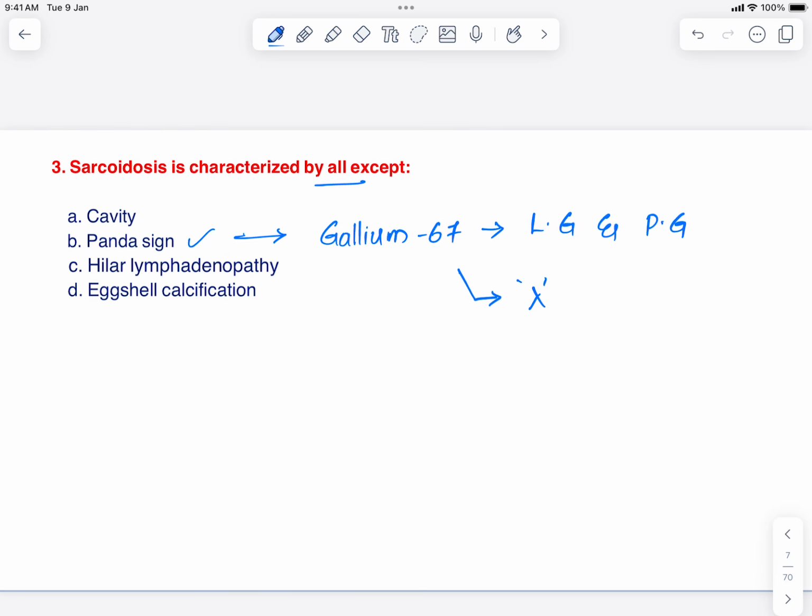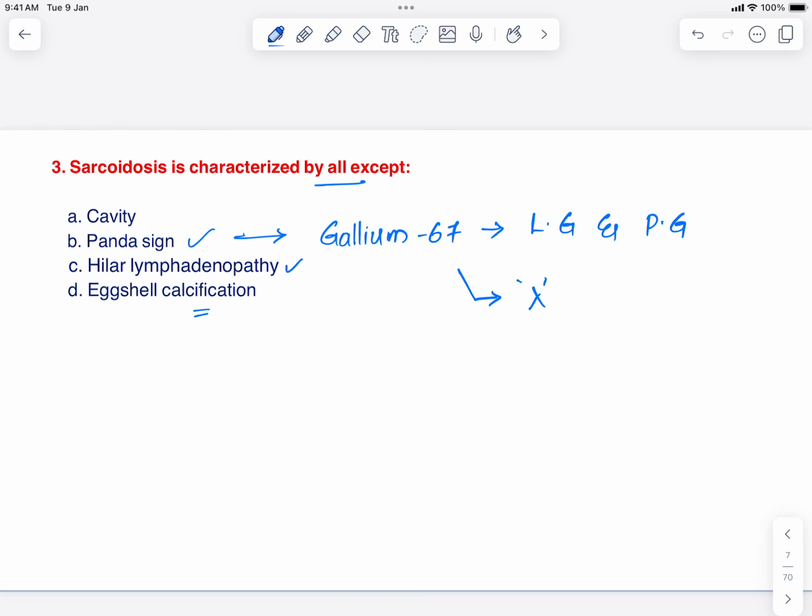and this lambda sign in patients with sarcoidosis is mainly because of increased gallium-67 uptake in the bilateral hilar lymph nodes as well as the right paratracheal lymph node. Then yes, hilar lymphadenopathy will be there. That is one of the hallmark features of sarcoidosis.